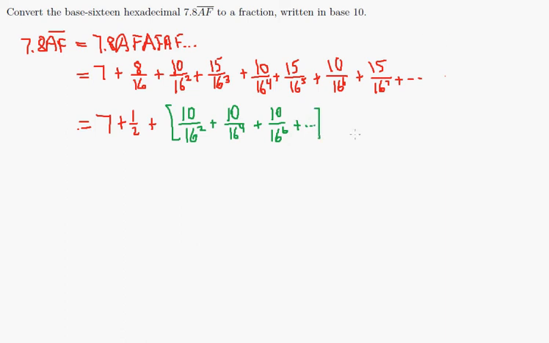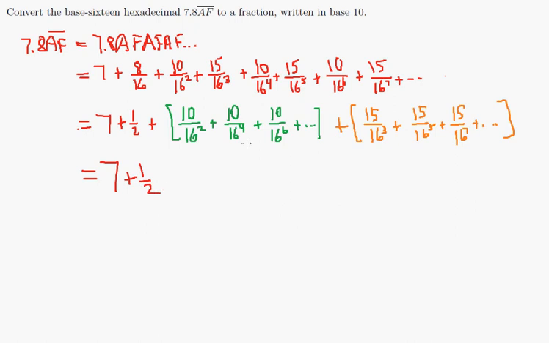Then I have another group of terms, I'll put this in orange, where I have 15s in the numerator. So 15 over 16 to the third, plus 15 over 16 to the fifth, plus 15 over 16 to the seventh, and so on. Okay, so I still have 7 plus a half in front. I'll deal with that later.